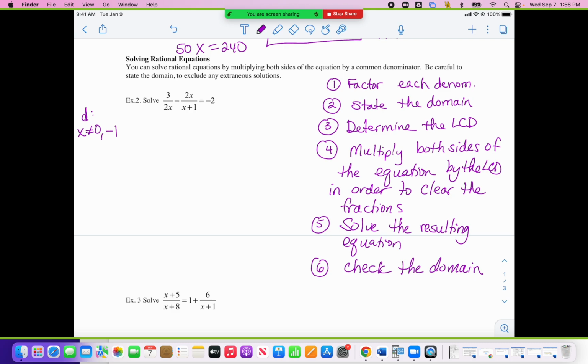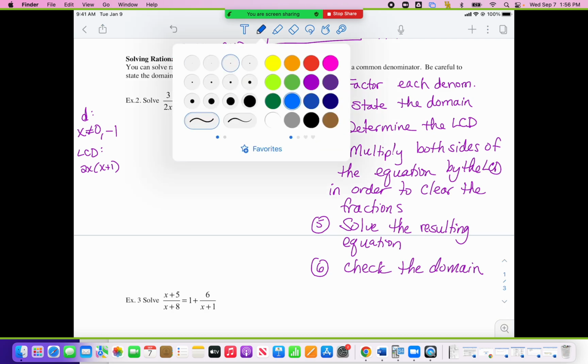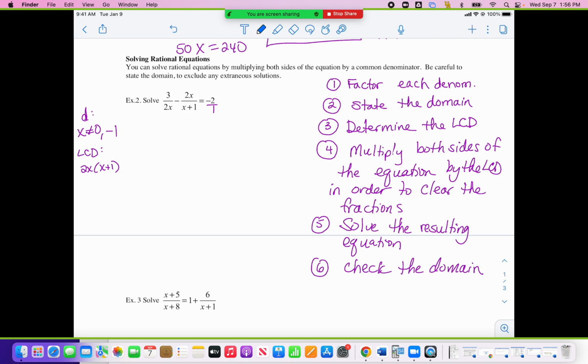Step 3, determine the LCD. Now this -2 on the right is over 1. So the LCD is 2x times x plus 1. It's usually your factors that you have factored. If you have any factors that repeat, you don't write them twice. So if I had an x minus 3 in one denominator, x minus 3, I only need it once, okay? All right, step 4 says multiply both sides of the equation by the LCD.